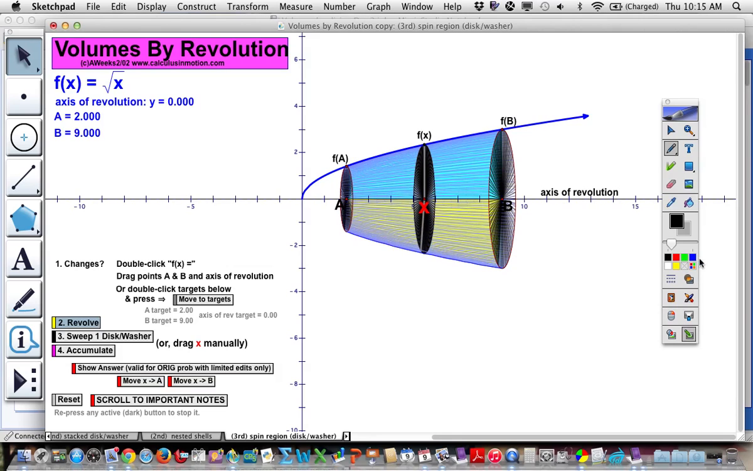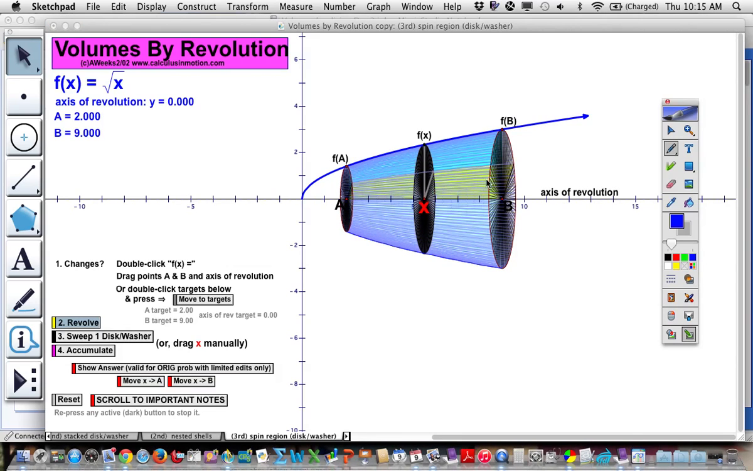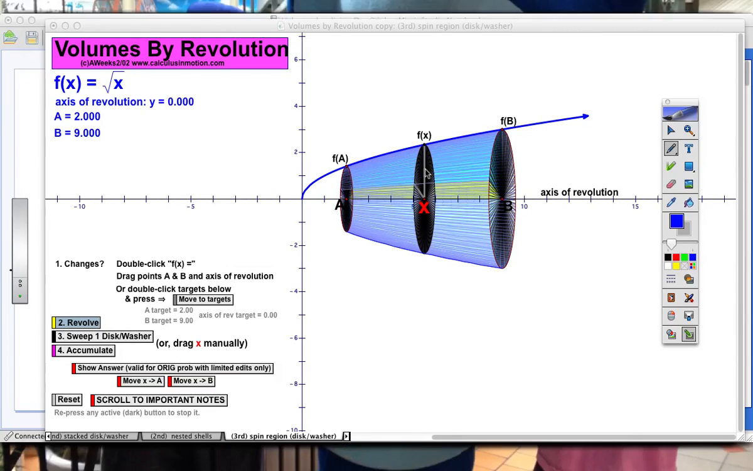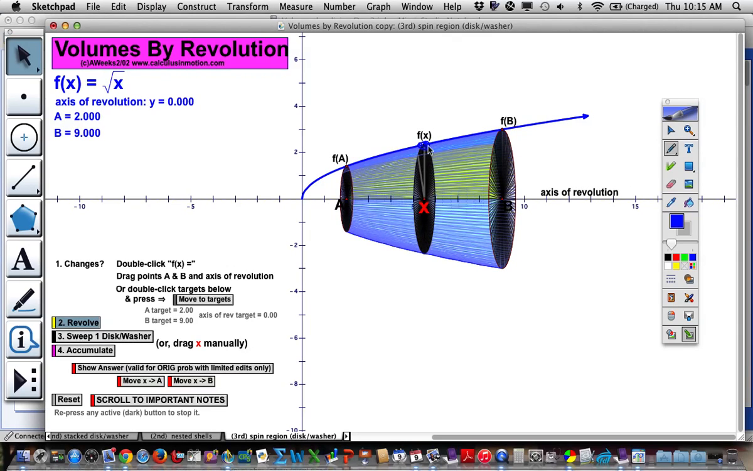So what we did yesterday is we said, okay, if I'm going to do this, here's a slice, this circle right here. Let's use red. This strip right here is the radius of that circle.